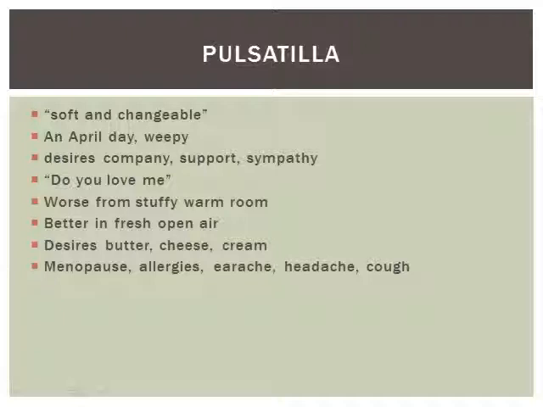Now we're going to discuss another remedy, pulsatilla, which is a flower, the wind flower. And it's known, if you think of a flower blowing in the spring wind, in a spring breeze, that gives you an idea of pulsatilla. I'm going to read you a little poem about pulsatilla.